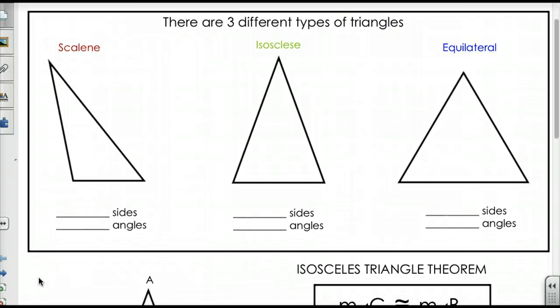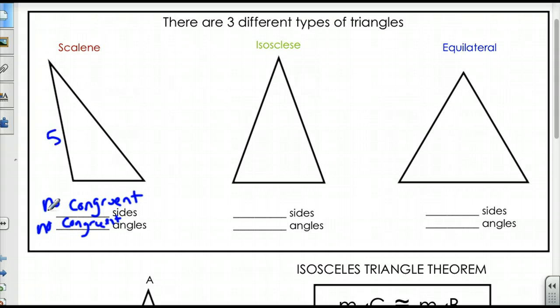So, you might remember this, but there are three different types of triangles. There's a scalene triangle, which has no congruent sides, and it has no congruent angles. So what I'm saying here is that each side is going to be a different length.